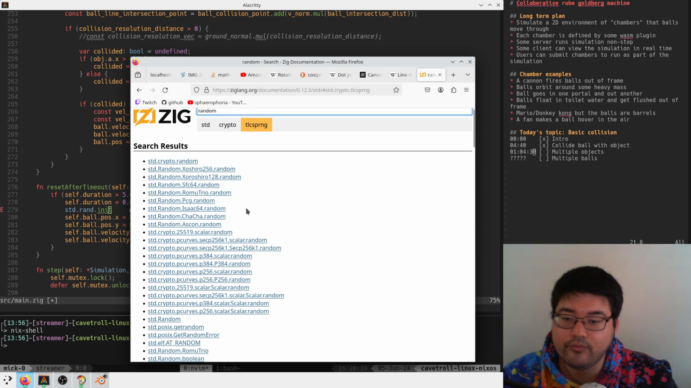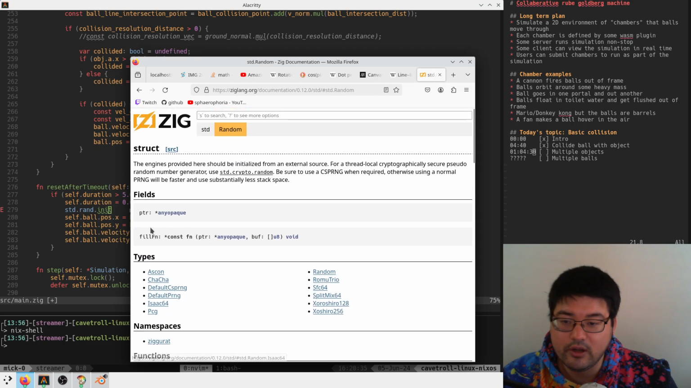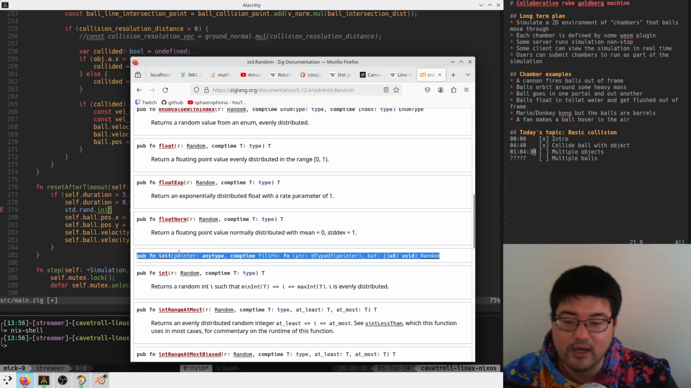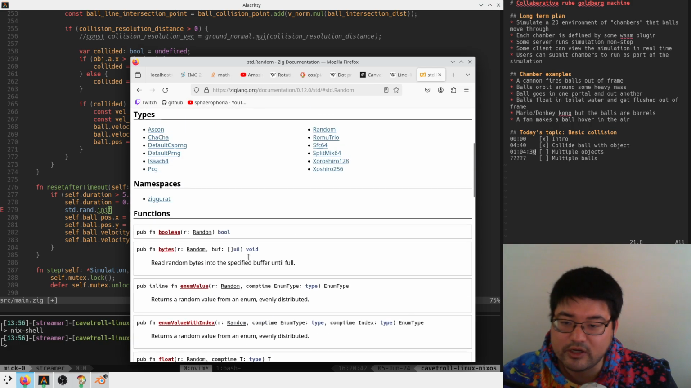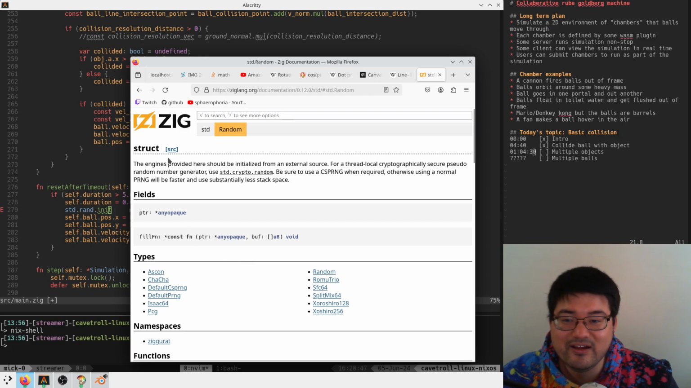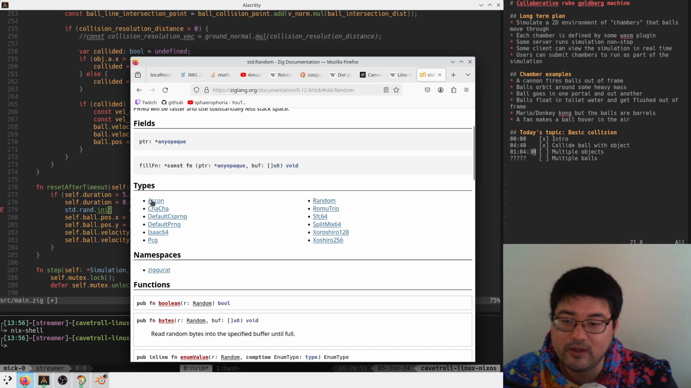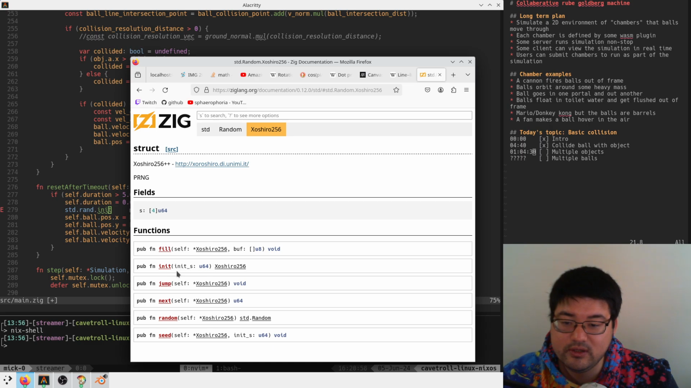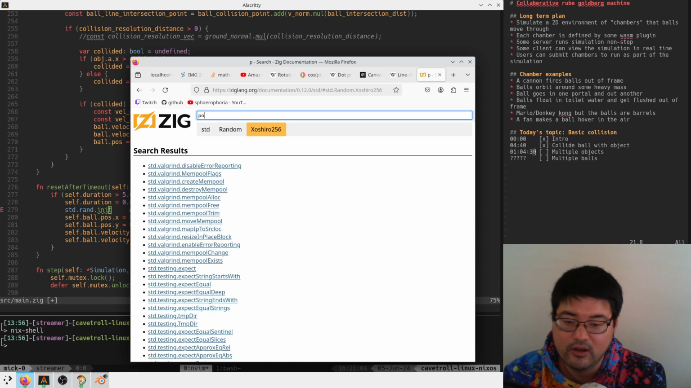Random. std.Random. So how am I supposed to work with this thing? I init with some pointer, comptime fill function. I just want one. How do I just get one? For thread local cryptography, blah blah blah. Be sure to use this, blah blah blah. Oh, do I need to use one of these types of random things? Yeah, I guess so.